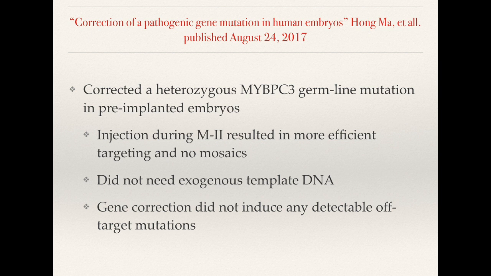The results of this study showed that by co-injecting the CRISPR-Cas9 system in sperm into M2 phase oocytes, there was more efficient targeting efficiency and there was no mosaic embryos created. They also discovered that the embryos did not repair using exogenous template DNA and rather used the maternal wild-type allele as a repair template. They also found that they did not induce any detectable off-target mutations.